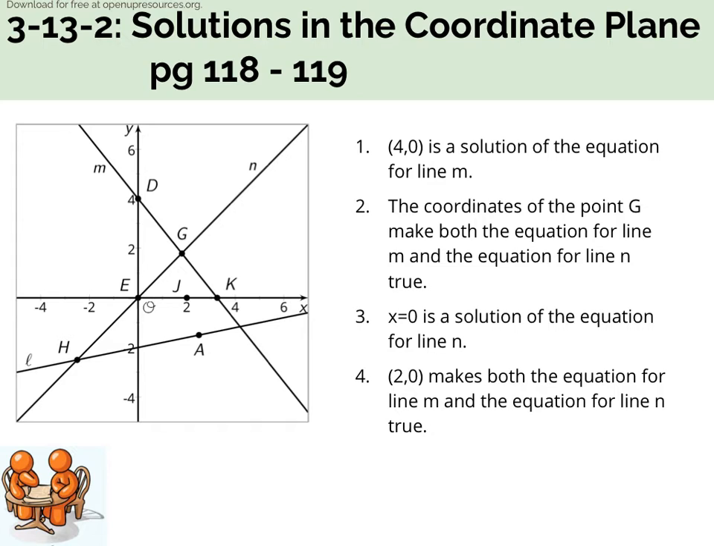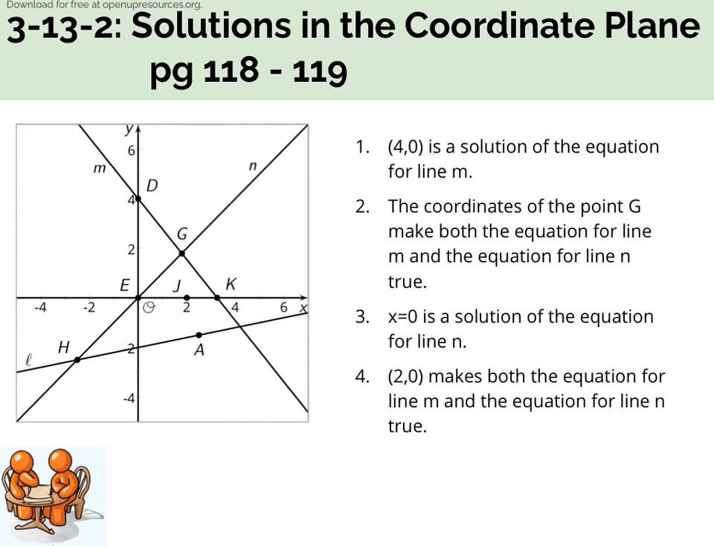All right, let's turn to pages 118 to 119. We're going to go through one question, answer it, then go to another question, answer it. Okay, so let's look at number 1. Is (4, 0) a solution of the equation for line M? Go ahead and answer it right now and then come back to me.